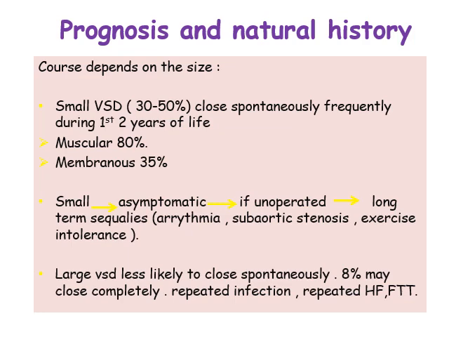When it is a small VSD, usually it is asymptomatic, and with time, if it is not operated, long-term sequelae occur later in life, such as arrhythmia, subaortic stenosis, and exercise intolerance when it is discovered later. When it is a large VSD, it is less likely to close spontaneously. 8% may close completely, but it leads to repeated chest infection because of pulmonary congestion, and the patient presents with heart failure and failure to thrive.